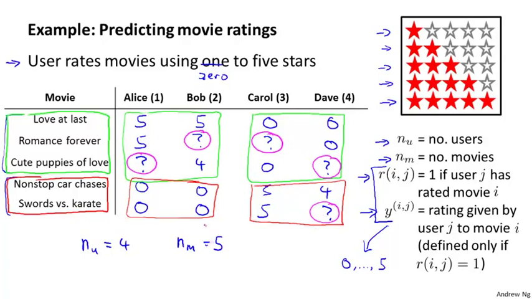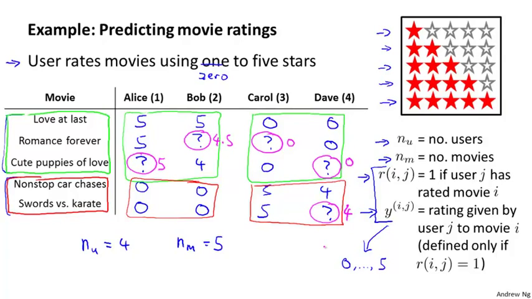But looking at this data, if Alice and Bob both like the romantic movies, maybe we think that Alice would have given this a 5, maybe we think Bob would have given this a 4.5 or some high value, whereas we think maybe Carol and Dave would have given these very low ratings. And Dave, well, if Dave really likes action movies, maybe he would have given Swords vs. Karate a 4 rating or maybe a 5 rating.